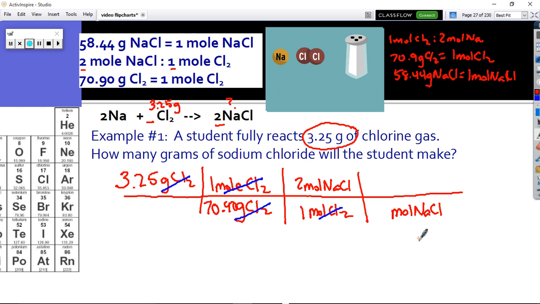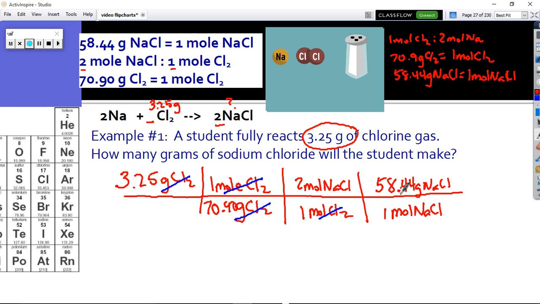Then I go up to my conversion factors and I look. What do I know about moles of sodium chloride? And what I know is that 1 mole of sodium chloride, so 1 goes with the mole, is 58.44 grams of sodium chloride. The rest of that goes on the top. So 58.44 grams of sodium chloride.